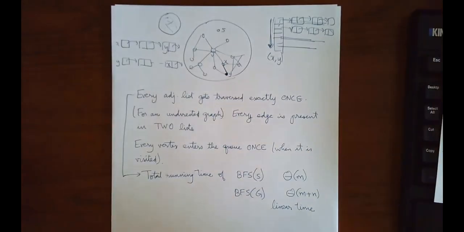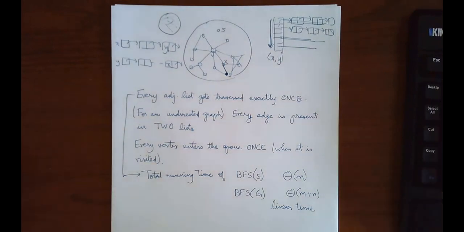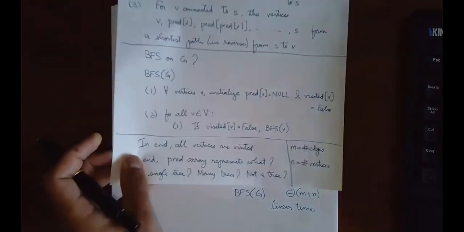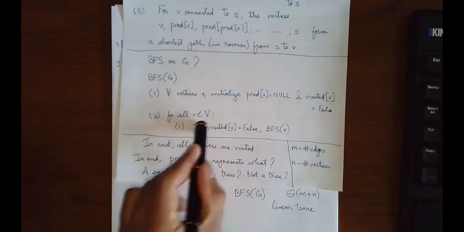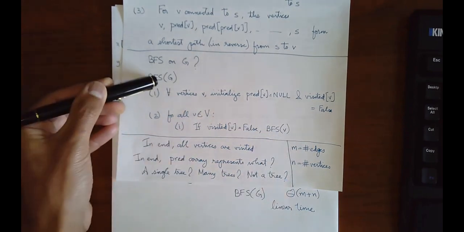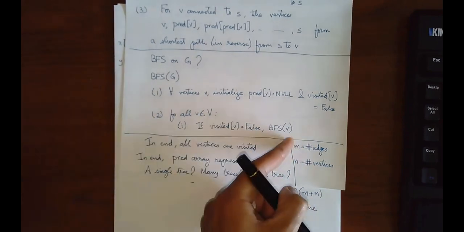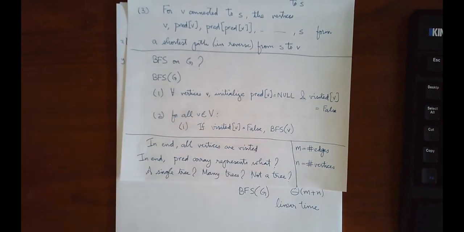Yes. If you have a for loop that's checking every single vertex and running BFS on each vertex, good question. Wouldn't that be n times m? Because for every point, so why are we adding m and n? Because we said that if visited is true, we're not going to run BFS. Remember, BFS on G does not run BFS on all vertices. It only does it on the unvisited vertices.